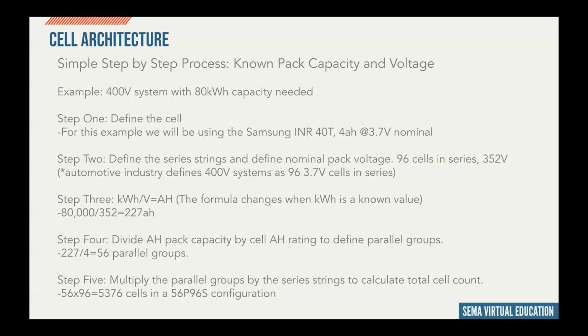Step 5 is the information we're really trying to get from this exercise: how many cells are needed for this pack, and what the configuration of those cells in series and parallel would be to provide 400 volts and 80 kilowatt hours of capacity. To get it, multiply the parallel groups by the series strings and calculate the total cell count. So that's 56 by 96, providing 5,376 cells in a 56 parallel, 96 series configuration.